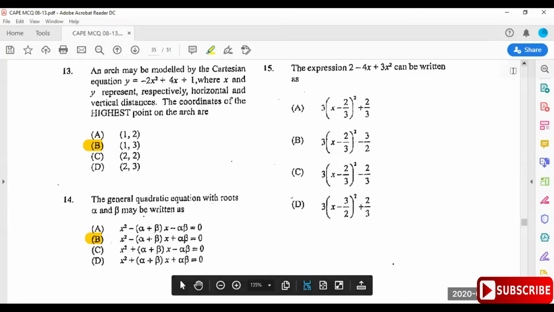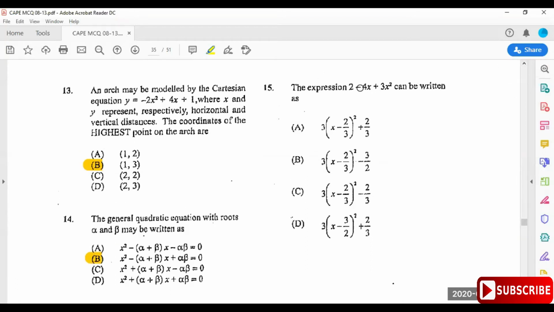All right. Question 15. Pretty much asking you to complete the square. But instead of completing the square, what I want you to do is just use the formula and find xt, and use the formula to find yt, and that's it. All right? So first and foremost, write it in its standard form, which would be 3x squared minus 4x plus 2. That's the best way to write it. Put it in descending powers. 3x squared minus 4x plus 2.